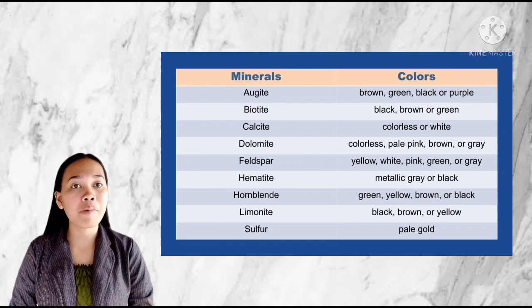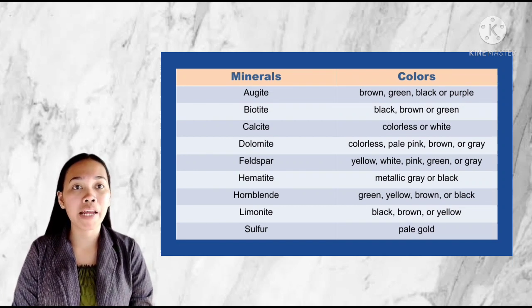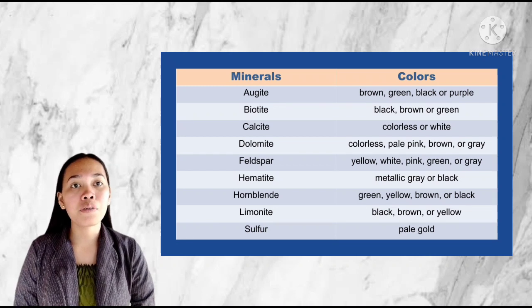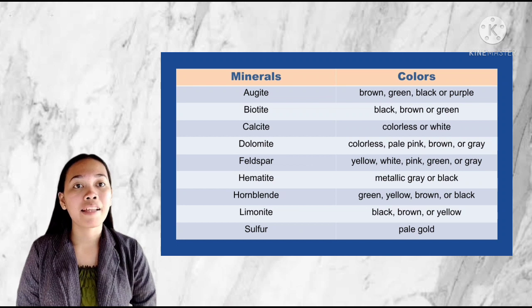The color of hematite is metallic gray or black. The color of hornblende is yellow, green, black. The color of limonite is black, yellow, or brown. The color of sulfur is pale gold. So those are some minerals and their corresponding colors.